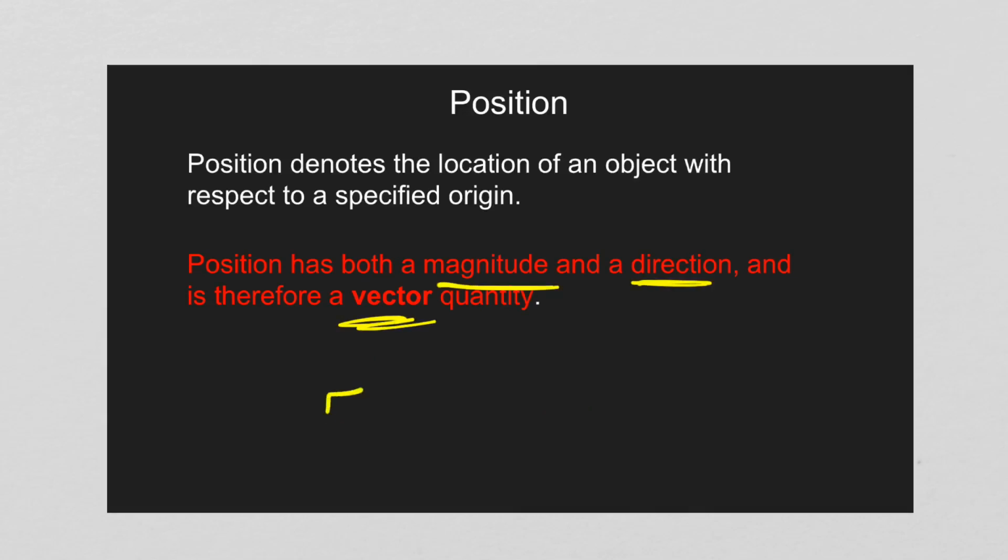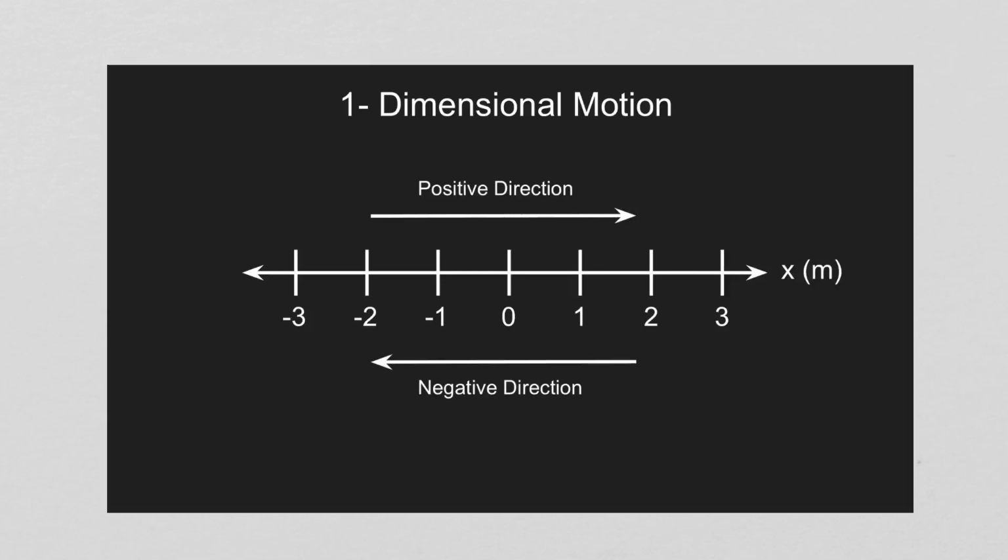What this means is it's not enough just to say 5 meters. You have to say 5 meters yonder. It doesn't have to be yonder. Normally in one dimension, we will just use plus and minus, where the negative is equal to not. So if positive is right, negative is not right.